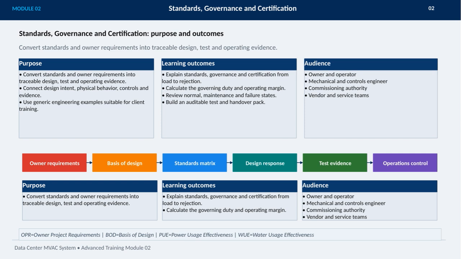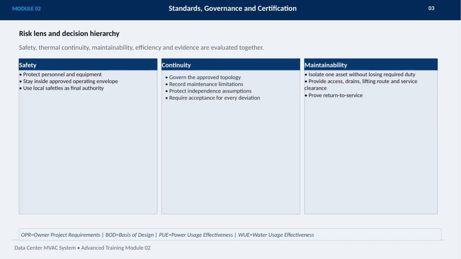system integrity and performance. In this module, we focus on evaluating the data center MVAC system through a risk lens and decision hierarchy. We look at 5 critical factors together: safety, thermal continuity, maintainability, efficiency, and evidence. Starting with safety, the goal is to protect both personnel and equipment by staying within the approved operating envelope and relying on local safeties as the final authority.